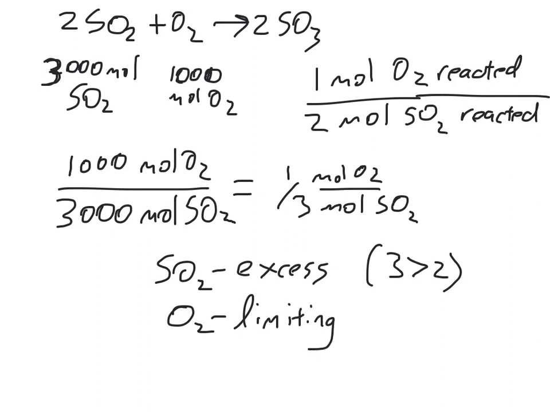On the other hand, if we were looking at this and the number on top was greater, say for instance I calculated this to be 2 here and 2 here for the moles of O2 to SO2, then this 2 would be greater than that 1, so that would mean O2 is in excess. So whichever number is bigger than the actual stoichiometric coefficient, that's how we determine whether something is an excess reactant or a limiting reactant.